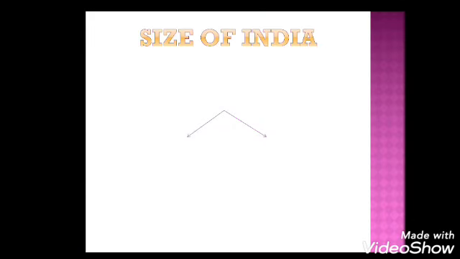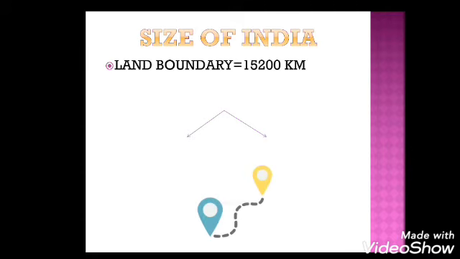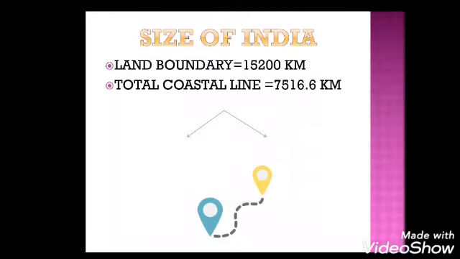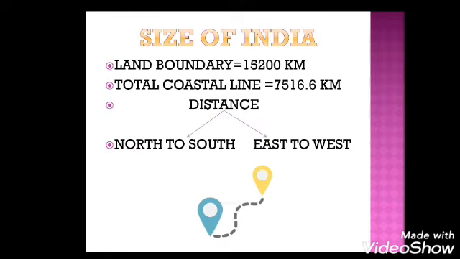So to be precise with the size of India, its land boundary is 15,200 kilometers. Its total coastline is 7,516.6 kilometers. It extends from north to south and east to west. The distance from north to south is 3,214 kilometers and the distance from east to west is 2,933 kilometers.